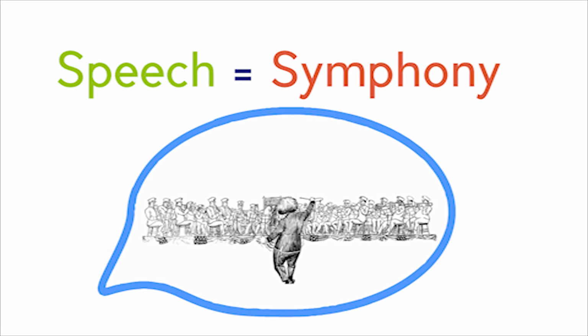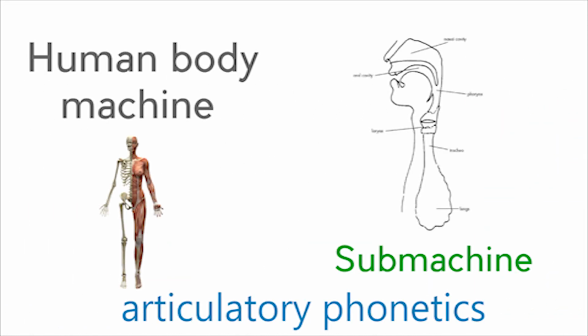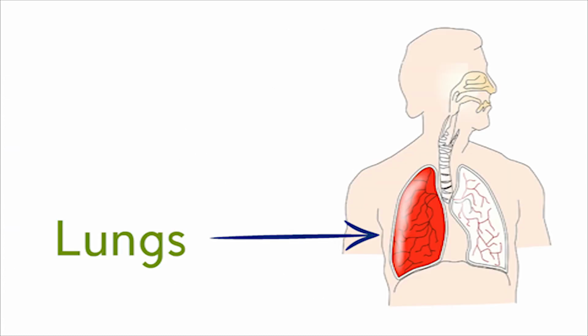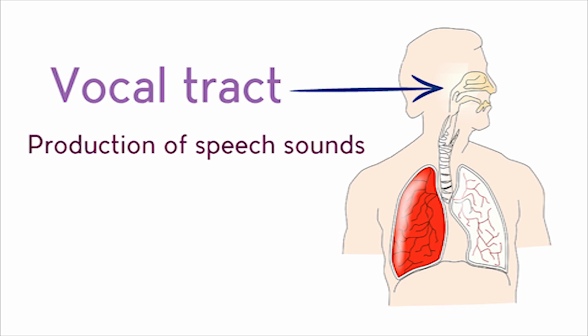Think of this analogy. You can think of speech as a symphony, which is produced by a built-in sub-machine in the human body machine. So if you think of it as a big machine and there are sub-machines inside it, articulatory phonetics is about how this sub-machine works. It consists of the lungs that pump up the air, the trachea, and then the vocal tract. Speech sounds are produced or articulated in the vocal tract.